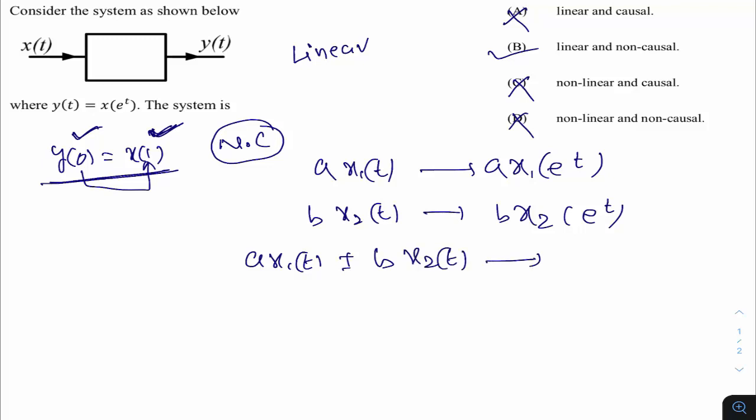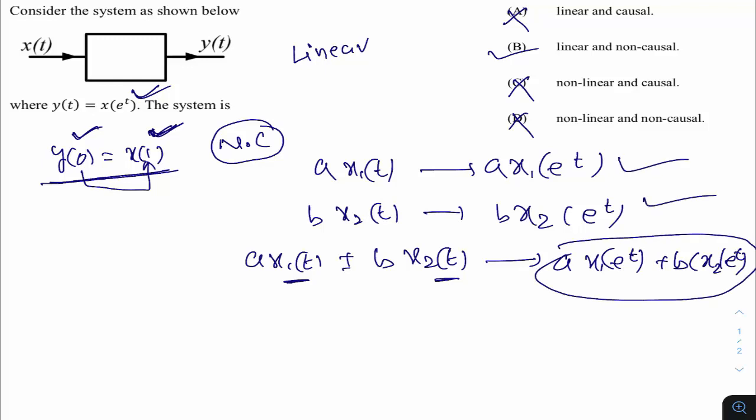If you see, what the system is doing is just changing the t to e raised to power t. So wherever t is there, it will be making it e raised to power t. So it is a of x1 of e raised to power t plus b of x2 of e raised to power t. Now don't you think this is nothing but the sum of this and this? Yes, this expression is the sum of this and this. That is the additivity. So yes, it is linear as well.